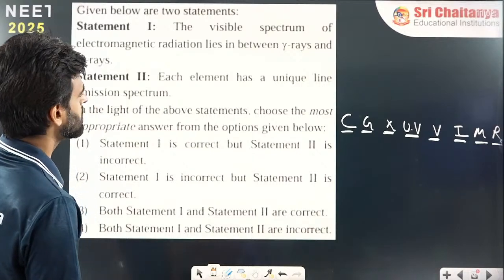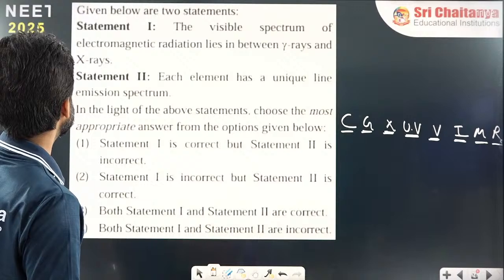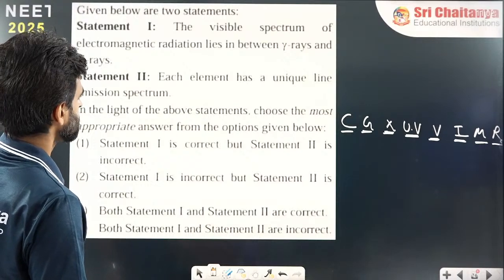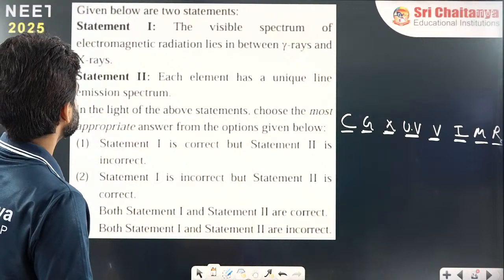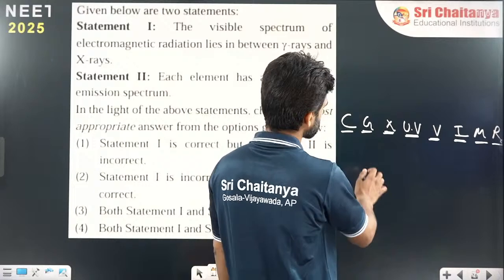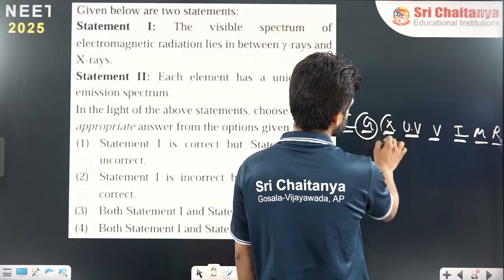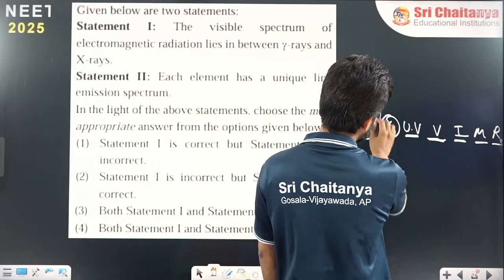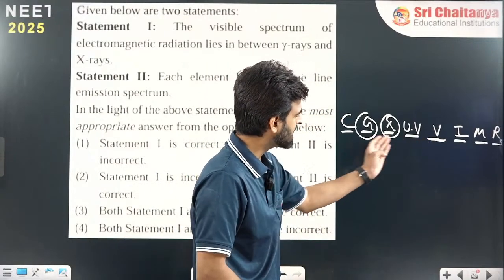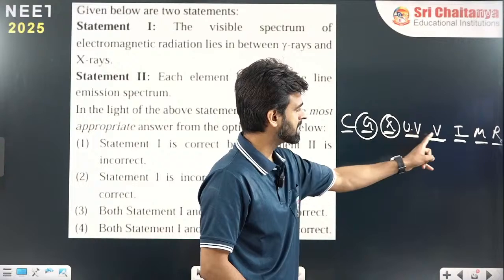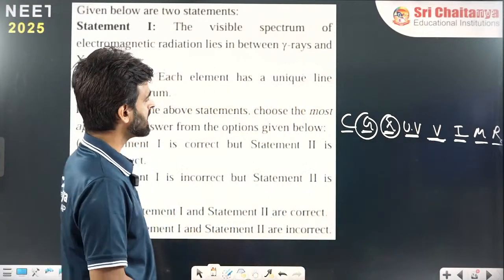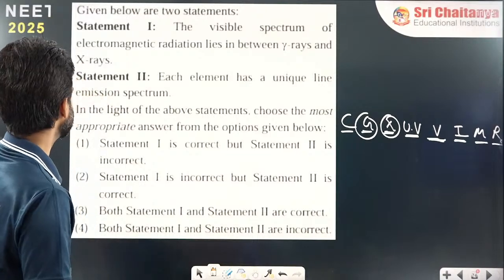What they are saying, the visible spectrum of electromagnetics lies between the gamma rays and X-rays. Gamma rays are here, X-rays here, definitely visible is not in between them. Visible is here, it's not in between these. It's in between UV and infra. You can say in between UV and infra, right?